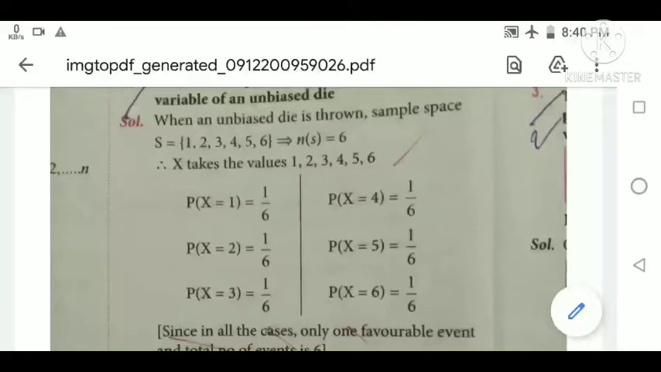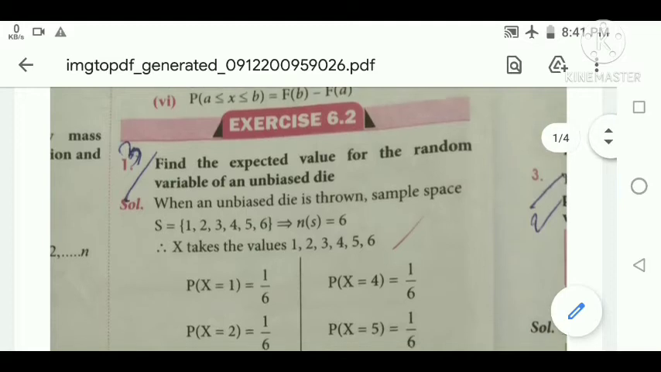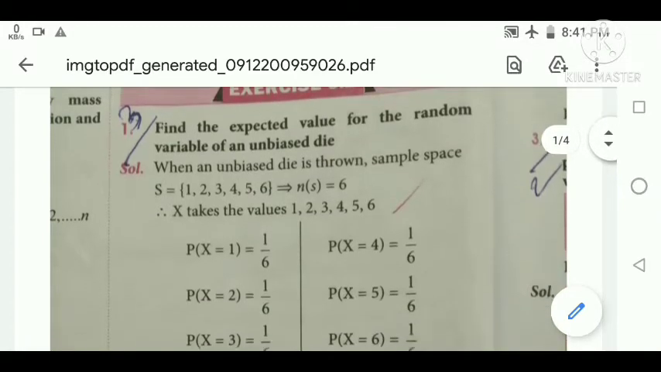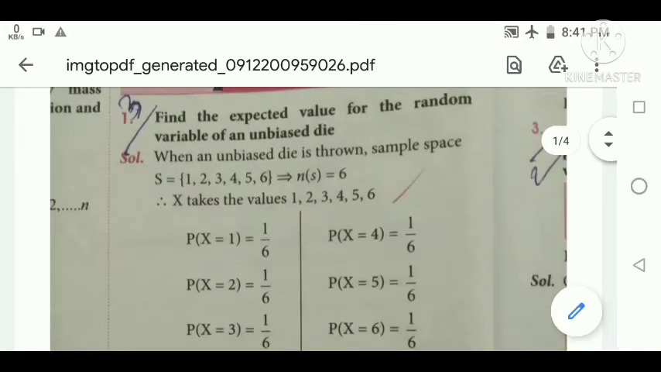In last class, we revised our November monthly portion. Today, we are going to see the December monthly test portions. So, here we are going to see exercise 6.2. Find the expected value for the random variable of an unbiased die.